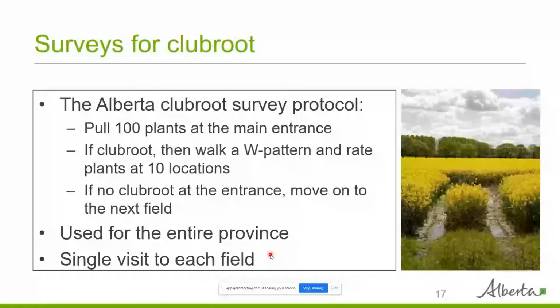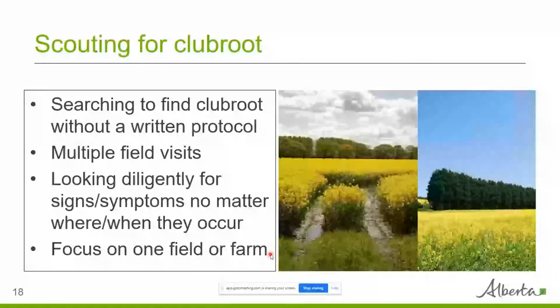Well, when we do the surveys, we follow a protocol, and it's listed here, and it's really not that important for this talk. I'm just letting you know, we go to the entrance, we pull 100 plants at the entrance, walk a W with about 20 or 30 meters in between. And if we don't find clubroot at the entrance, we just go on to the next field. Okay, that's not scouting. Scouting is where you go to the areas that you're most likely to find clubroot.